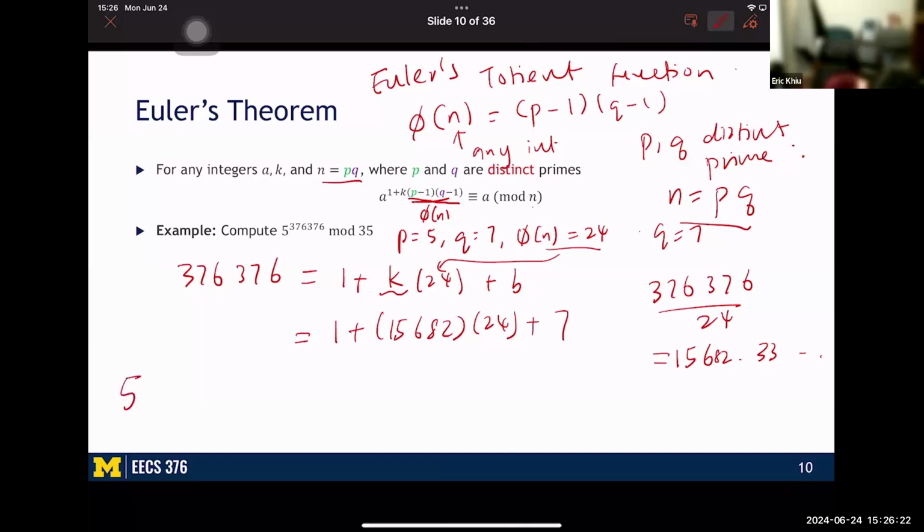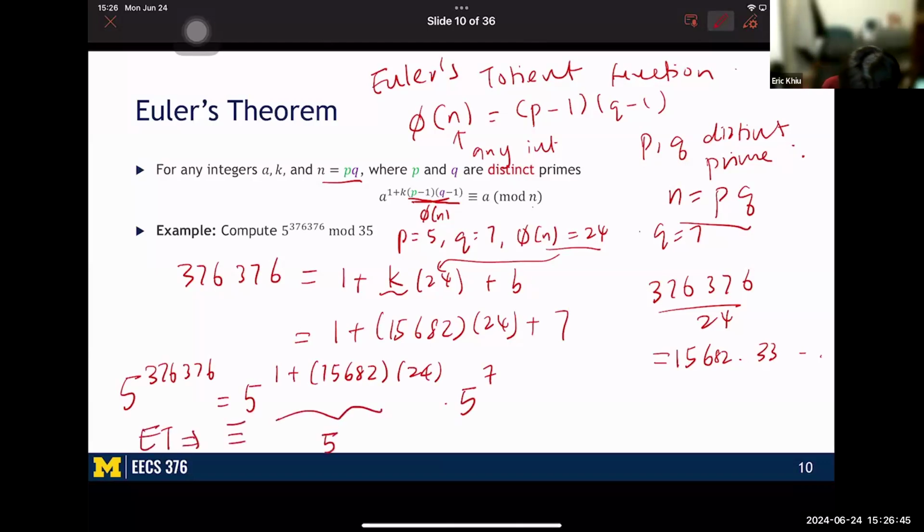So 376 can be written as 5 to the 1 plus 15682 times 24, times 5 to the 7. And then by Euler's theorem, we know that this can be simplified to 5 times 5 to the 7 in mod 35, which is 5 to the 8 mod 35.